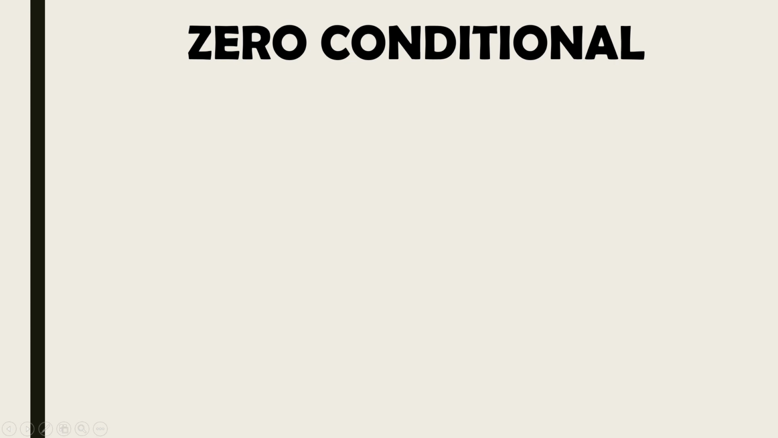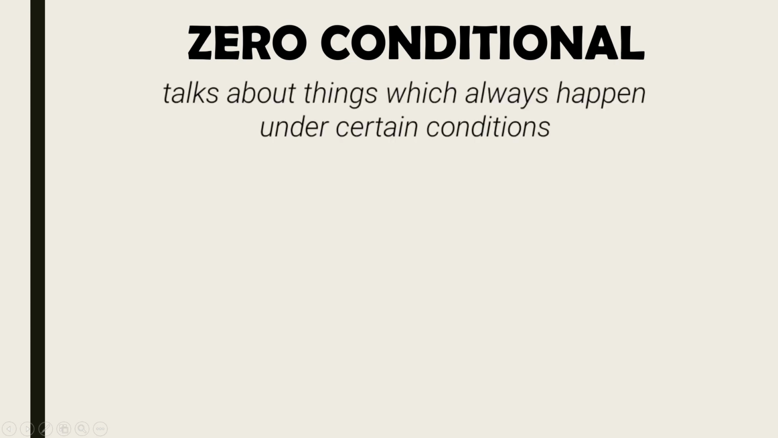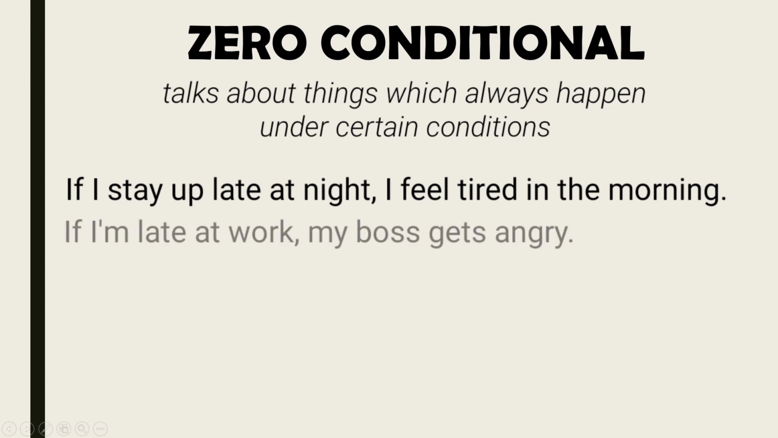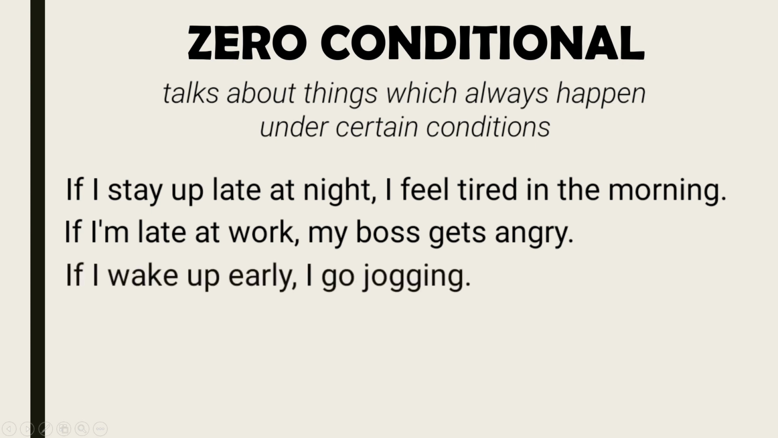Conditional type 0 also talks about things which always happen under certain conditions. Let me give you some more examples. If I stay up late at night, I feel tired in the morning. If I'm late at work, my boss gets angry. If I wake up early, I go jogging.